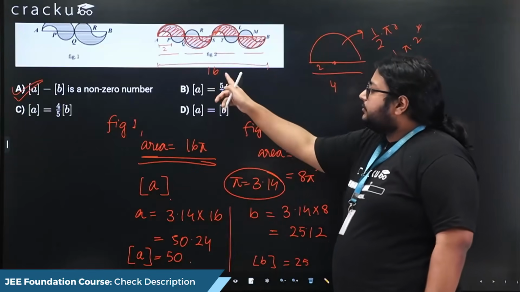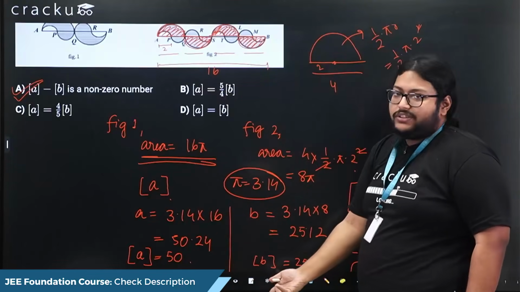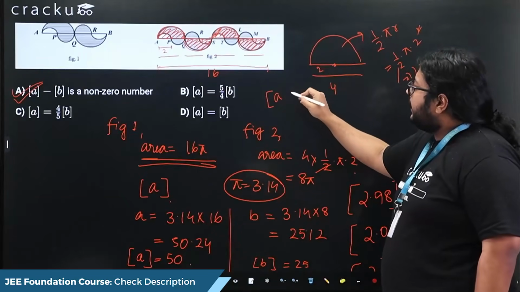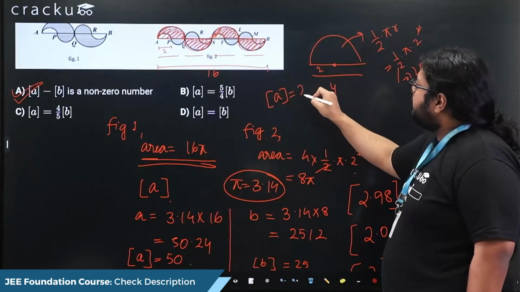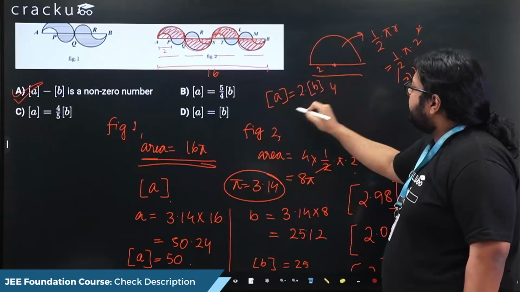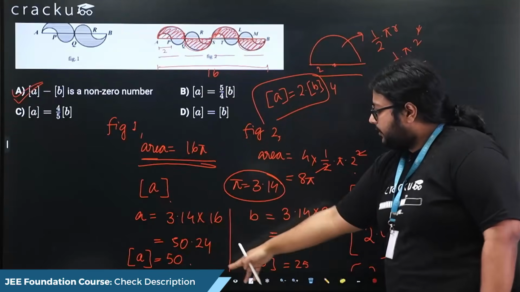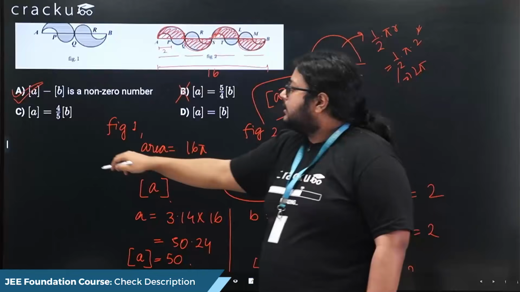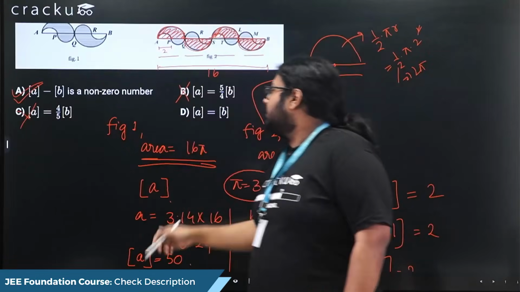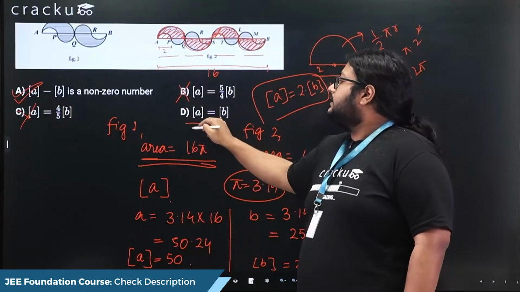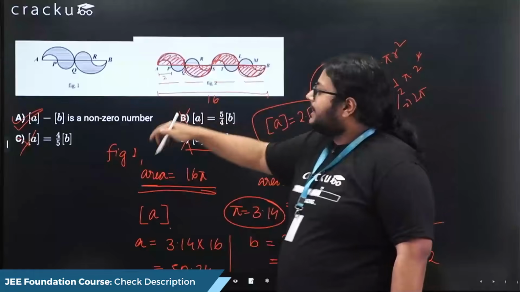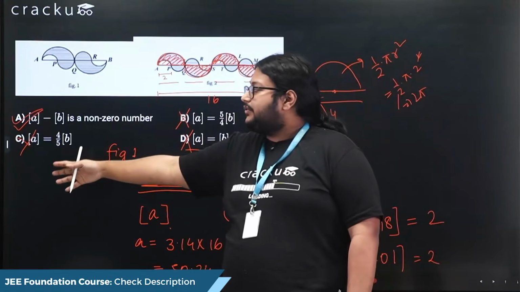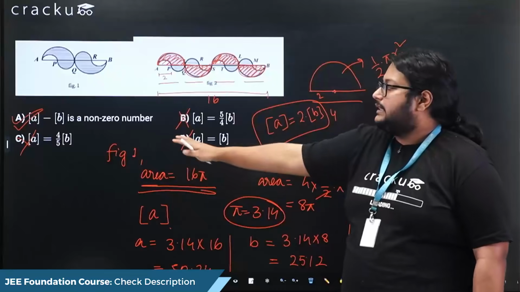GIF A is equal to 5/4 of GIF B. That is definitely not correct. The relation we have is GIF A is equal to twice GIF B. That is the relation that we got from 50 and 25. So this is incorrect. This is also incorrect. And GIF A is not equal to GIF B. So the correct answer here is option A: the greatest integer function of A minus the floor of B is a non-zero number.